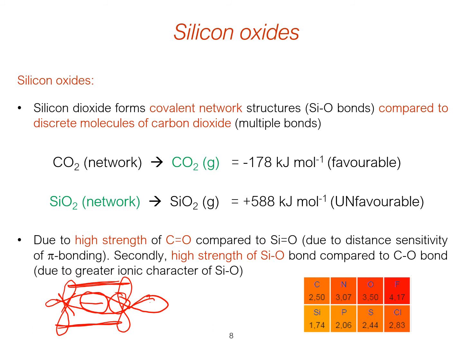Now conversely, the silicon oxygen single bond is much stronger than a carbon oxygen single bond. And this is because we've gone down the group. Silicon has a lower electronegativity, and that's what's shown in the bottom right here, the electronegativity. You can see there's a bigger difference between silicon and oxygen than carbon and oxygen, and this makes the bond more ionic, and ionic bonds are stronger than covalent bonds. So because of this difference in what's stronger between a double bond and a single bond, the network with single bonds is more favourable for silicon, and the discrete molecules with double bonds is more stable for carbon.